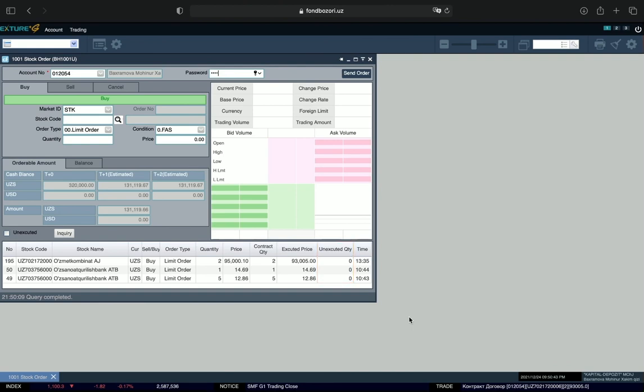At the end of the video, let's see what stocks I have. I have 6 stocks of Bank. I bought 1 stock of Bank for a fixed price from sellers, and 5 stocks were sold to me for 12.86 sums by sellers. Also, I have 2 stocks of Kombinat for 93,005 sums, which were sold to me by the sellers.